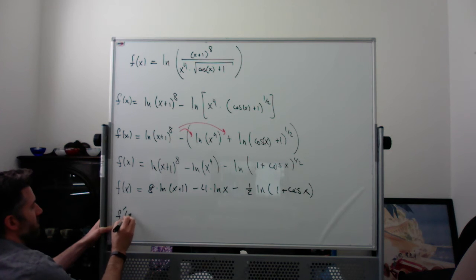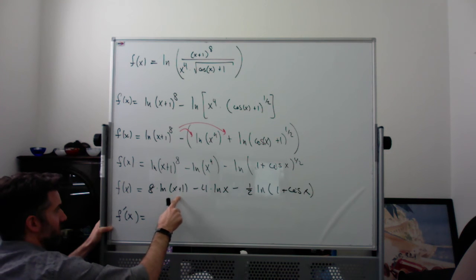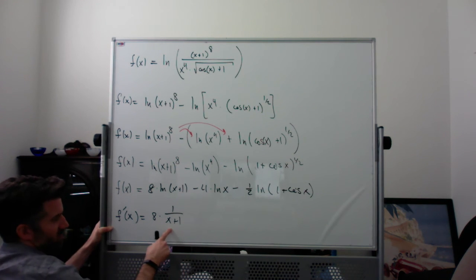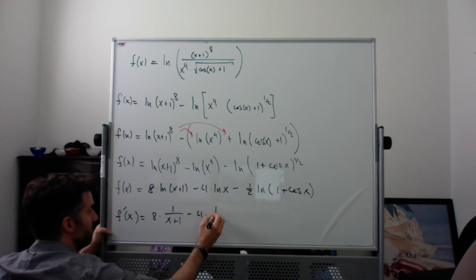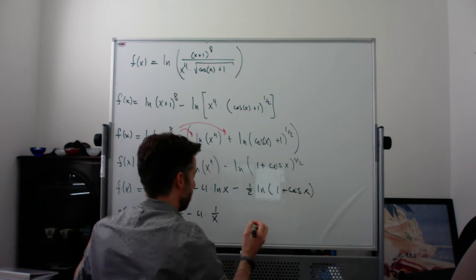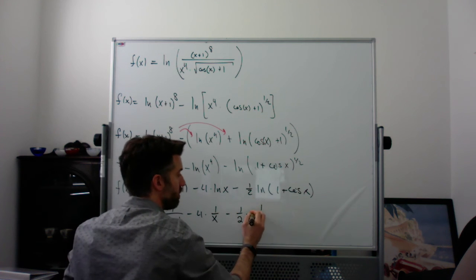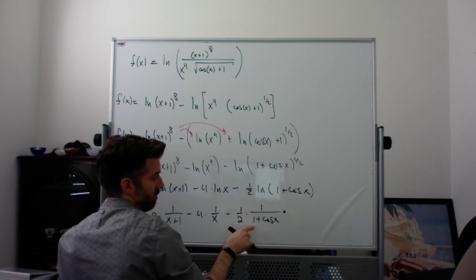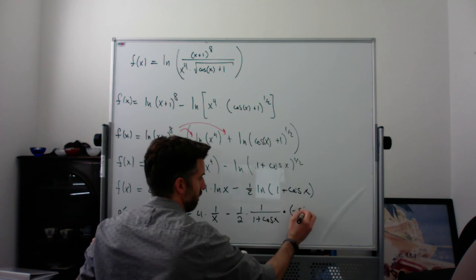Now finally it's time to take the derivative. Constant multiples just hang out. So the derivative of 8 times natural log of x plus 1 is 8 times the derivative of natural log of x plus 1, which is 1 over my stuff times the derivative of my stuff, but the derivative of my stuff is just 1, so I'm not going to write times 1. Minus 4 times the derivative of the natural log of x, which is 1 over x. And then this last one is a little bit more complicated. Minus 1/2 times the derivative of the natural log of some stuff, which is 1 over the stuff times the derivative of the stuff. The derivative of 1 plus cosine is 0 plus negative sine of x. So I would just write minus sine of x.